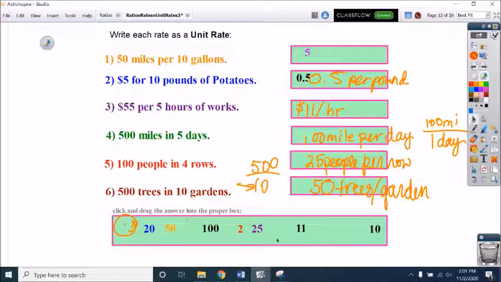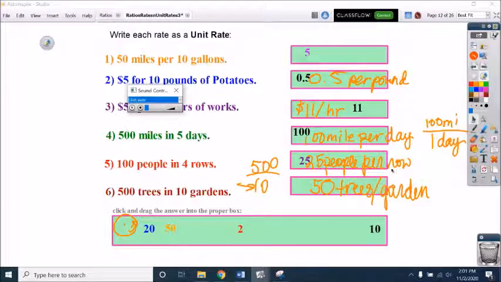$55 for 5 hours of work. That's the rate. And that is the unit rate. $11 per hour. 500 miles in 5 days simplifies to be the unit rate 100 miles per day, that you went 100 miles over 1 day. 100 people in 4 rows means that there are 25 people in 1 row.